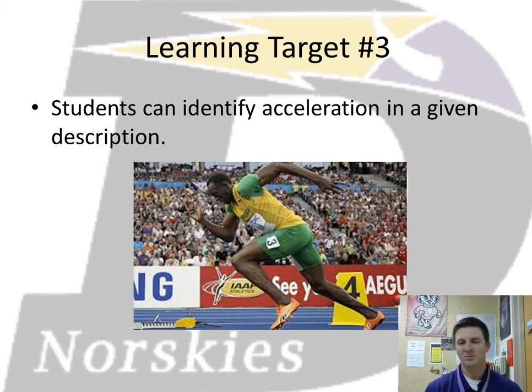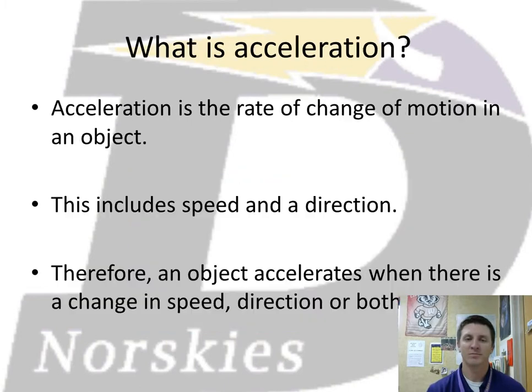Acceleration is what we're trying to define here. If we look at the example of a sprinter running, there are many different points of acceleration throughout that whole race. At the start, maybe there's a turn. At the end of the race, maybe he's slowing down and he's finished. We have to be able to define those moments of acceleration in a given model or situation that's provided to you. That's the point of this learning target.